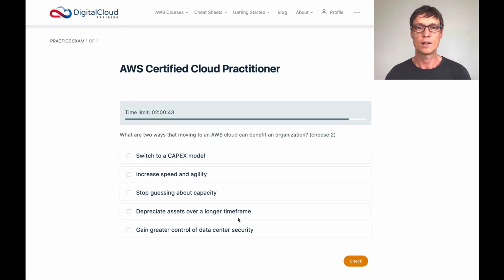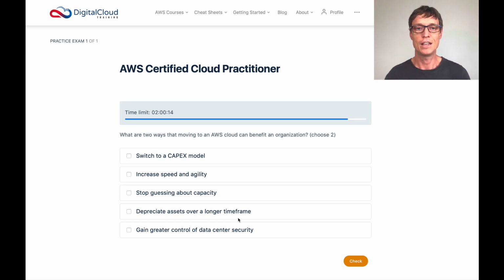What are two ways that moving to an AWS cloud can benefit an organization? So it's another multiple answer, so a multi-response. Now on the Cloud Practitioner, there are a lot of multiple response questions. When you get to the associate level, you get far fewer, maybe 10 or so from 65 questions, but you get a lot more in the Cloud Practitioner. So what are two ways that you get benefits from moving to AWS?